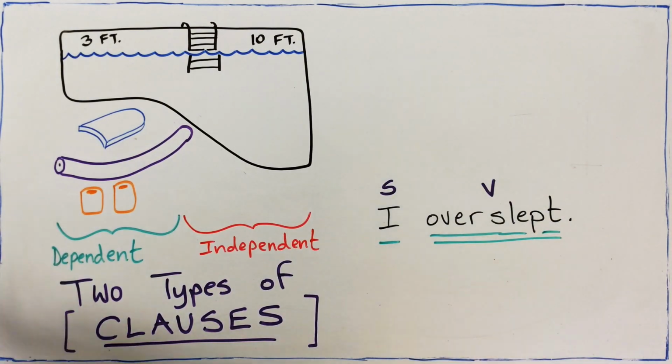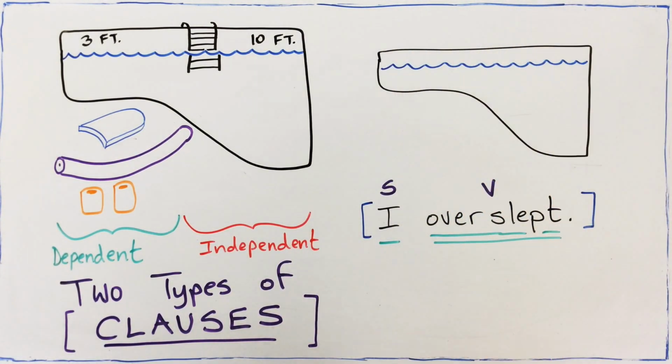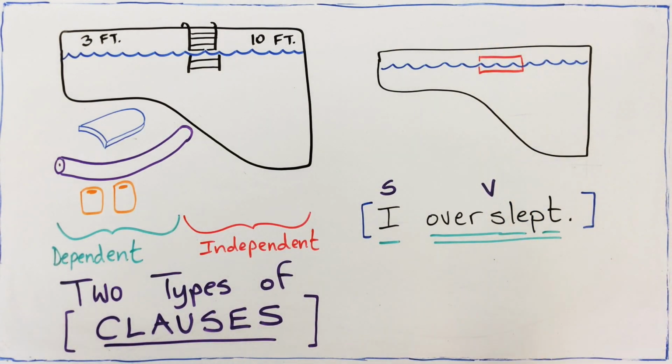According to these rules, then, any simple sentence like this one here is an independent clause. A simple sentence has one clause in it, so that clause is being a sentence all by itself, and that is the definition of an independent clause. So the clause here, I overslept, floats all by itself as a sentence. It is an independent clause.